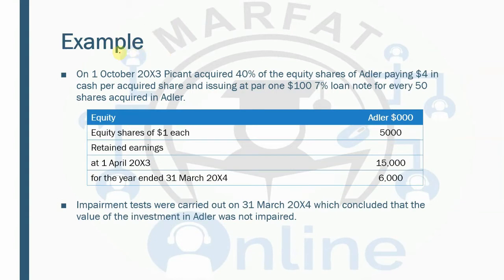Now we have an example. On 1st October 20x3, remember the date, 1st October, Picant, which is a company, acquired 40% of the equity shares of Adler. So 40% is between 20 and 50%. That means this Adler is an associate. It paid $4 in cash per acquired share and issued at par a $100 7% loan note for every 50 shares acquired in Adler. Now that means there are two considerations. So first of all, we have to calculate the consideration, which is the cost of investment as well.